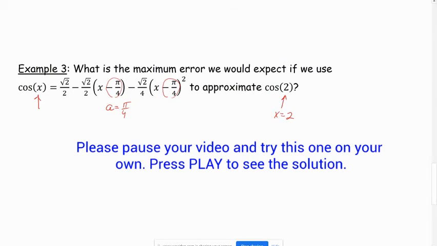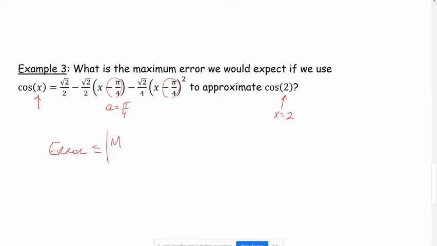So for this one, we can say our error is less than or equal to the absolute value of M times x minus a, so that's going to be 2 minus pi over 4. Let's see, this goes to the second power, and so n is equal to 2, which means this goes to 1 power higher, so third power over 3 factorial. And so now we need to calculate M.